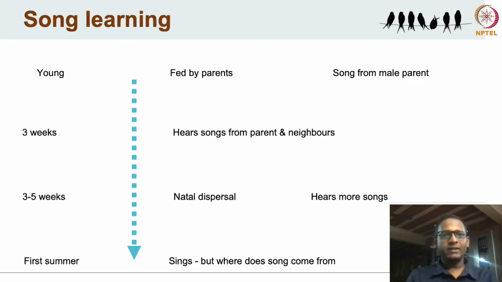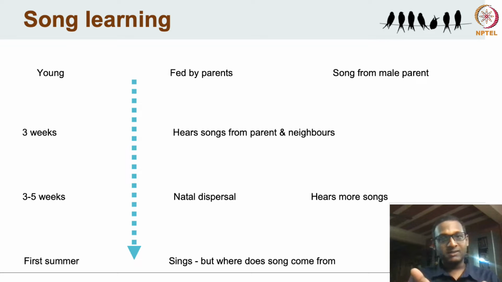Okay, so here what I have done is describe the stages of a young bird, a hatchling. You can imagine that there is a very young bird that is being fed by its parents. At this time, it listens to the song of the male parent. Young birds have a sensitive window where they learn bird song, and this is where the imprinting happens. And male birds sing more during this time.